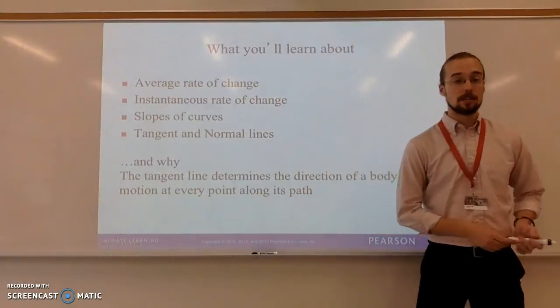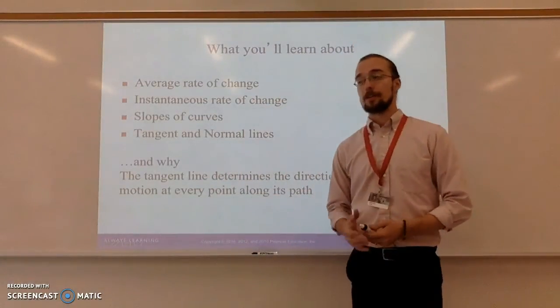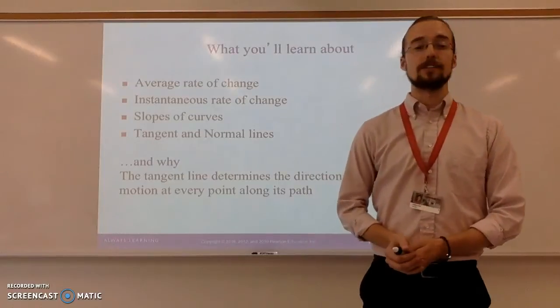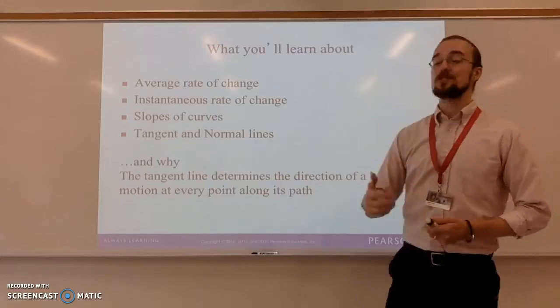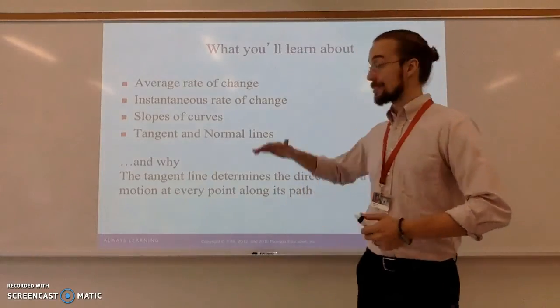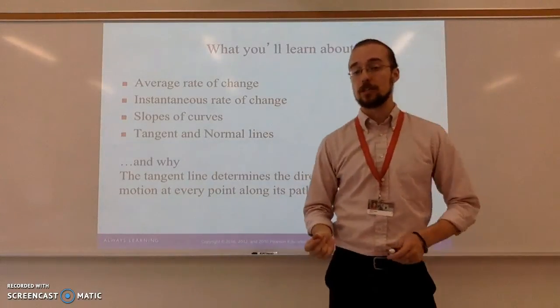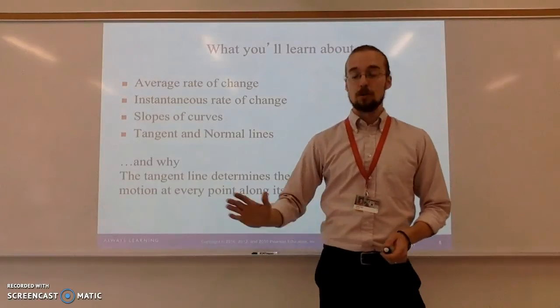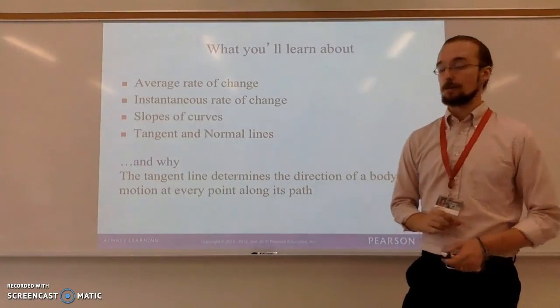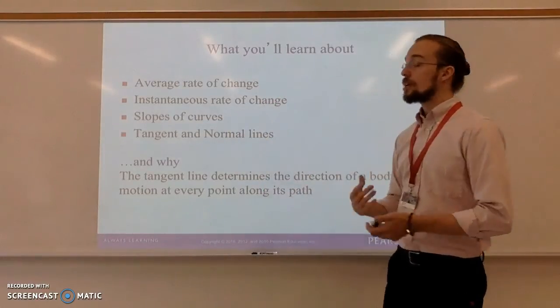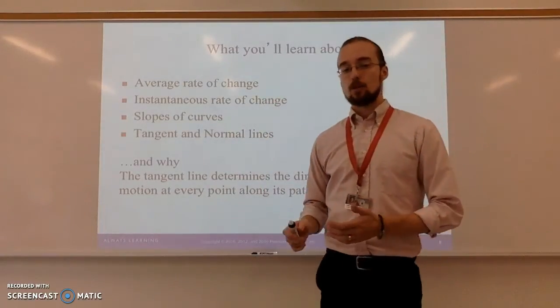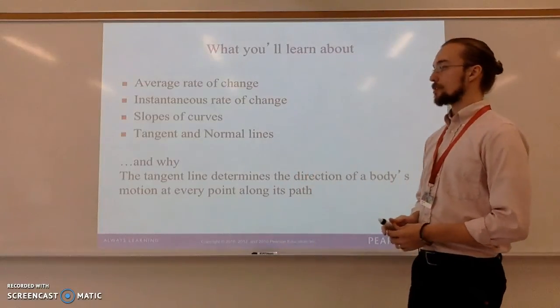Alright, so today we're going to start talking about the precursor to finding derivatives. We're going to talk about average rate of change and then instantaneous rate of change. This instantaneous rate of change idea is what almost the rest of calculus is going to be based on. And then we're going to use that idea of instantaneous rate of change to find slopes of curves and tangent and normal lines. We'll explain what all that means here in a second.